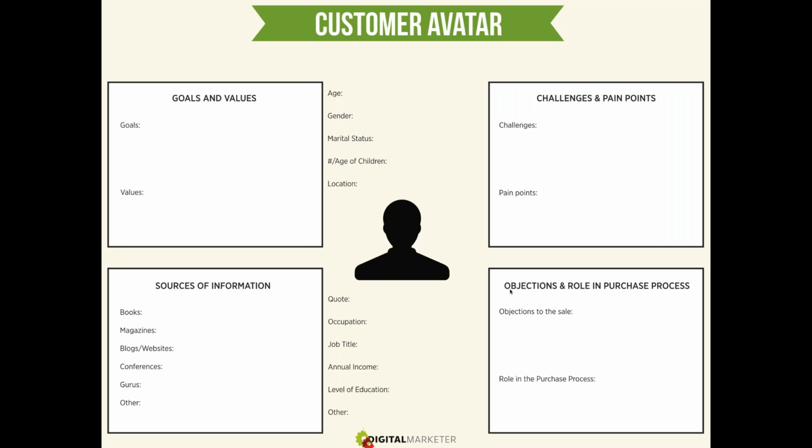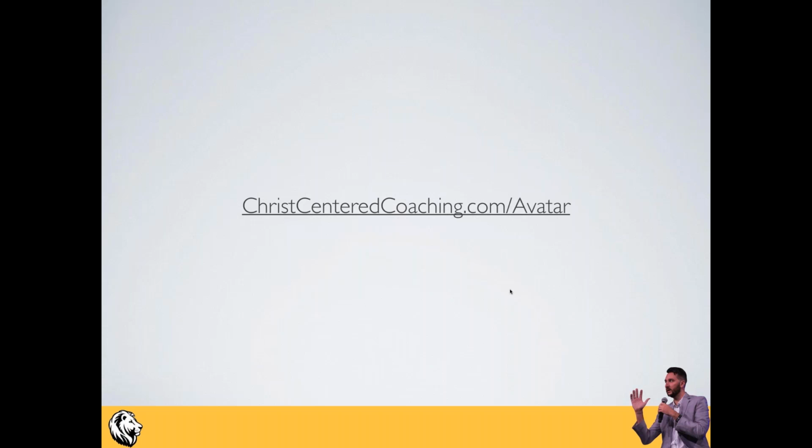And the goals and values help you understand, what is it that this person really wants, so what's a possible lead magnet I might be able to provide to move them closer towards their goals and values, right? And then the bottom left, sources of information, that's going to tell you where you might be able to find this person or where you should be running your advertising and marketing.